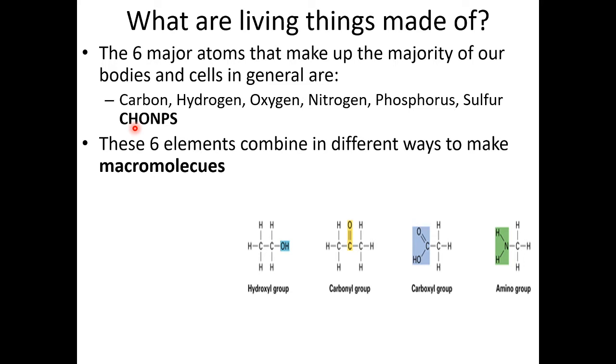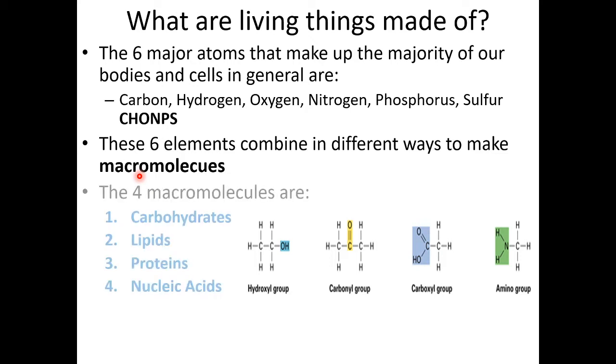Those 6 elements are going to combine in a bunch of different ways to make things called macromolecules. Macro just means big, so these are big molecules. The 4 macromolecules are carbohydrates, lipids, proteins, and nucleic acids. Lipids is a fancy word for fats. And as you see carbohydrates, fats, and proteins, where have you seen them before?